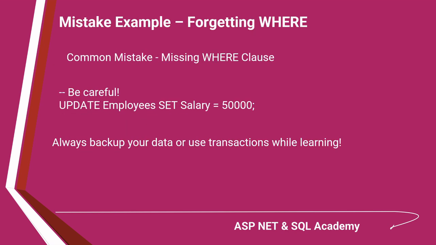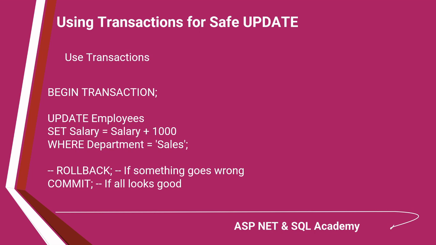This query will update all employees' salaries to 5,000. Always double check for the WHERE clause before running an update. Using transactions, you can test changes and roll back if needed. It is safer, especially in production.